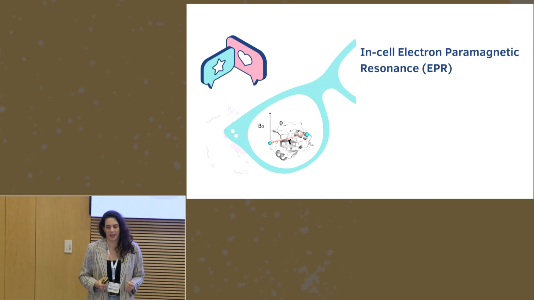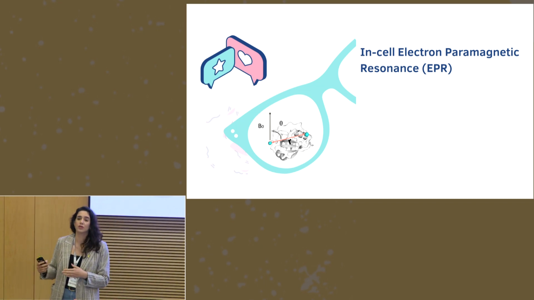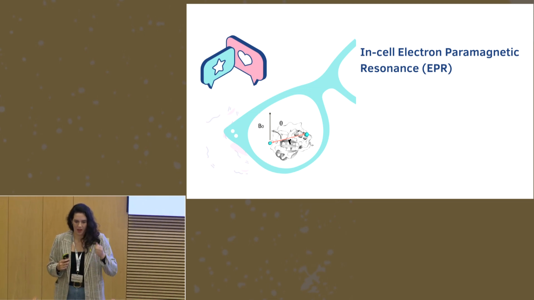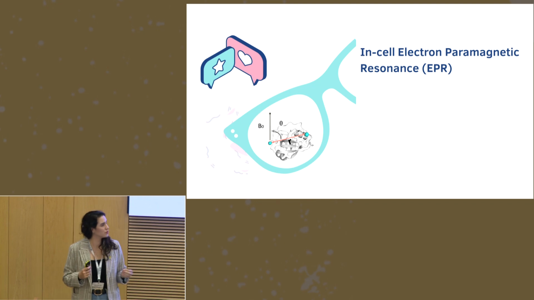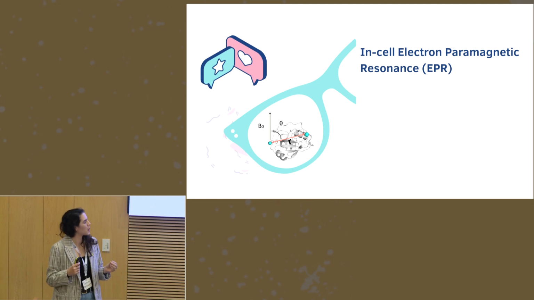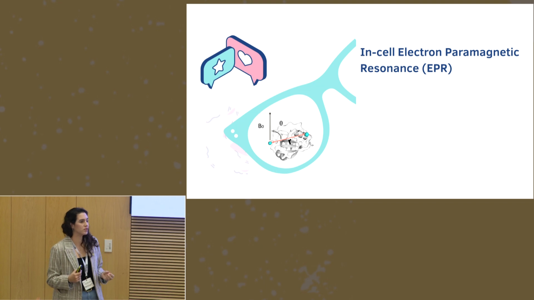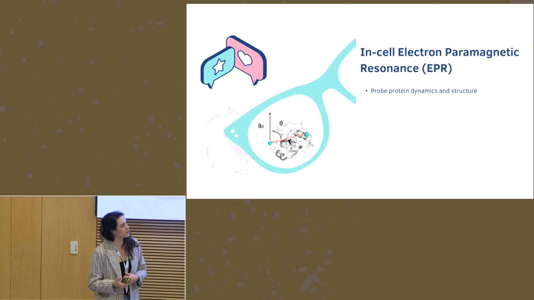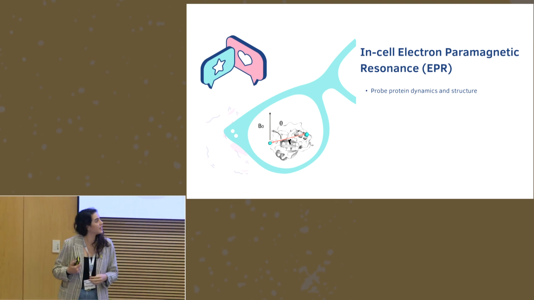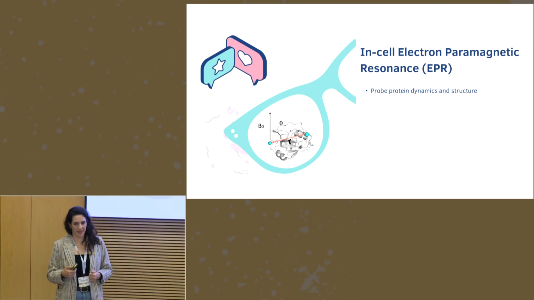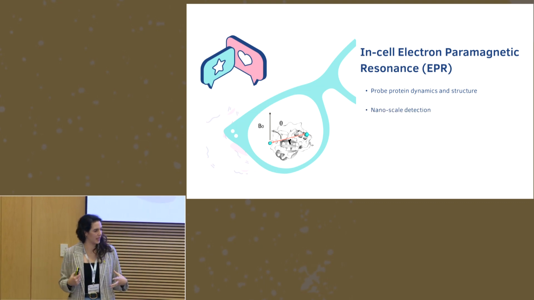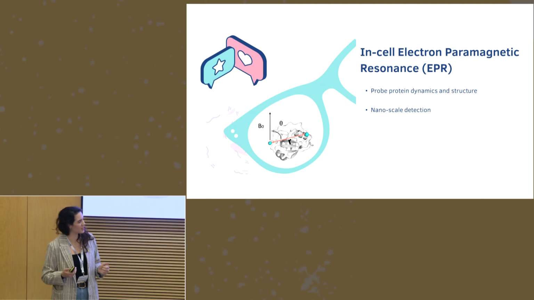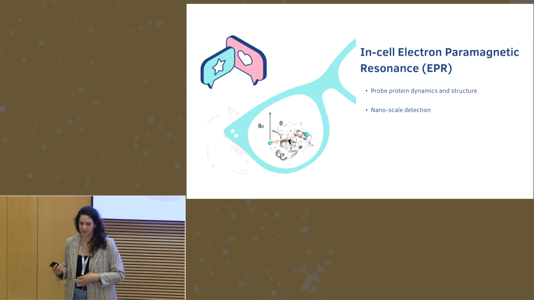Among these techniques, electron paramagnetic resonance, or shortly EPR, and remember this word, EPR, has been shown to be potentially a promising tool to investigate proteins inside living cells. Using this technique, we can probe protein dynamics and structure at nanoscale resolution. So it's basically where all the action is happening if we're talking about biomolecules.